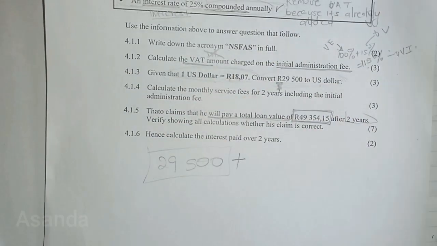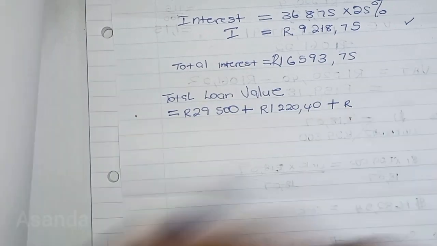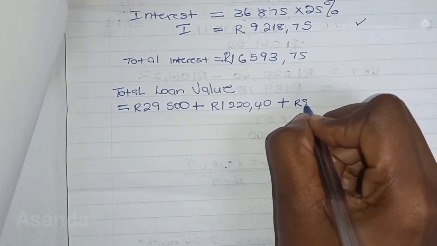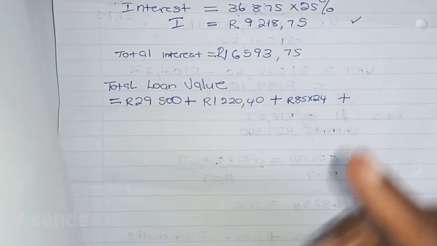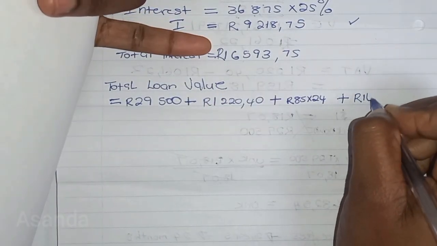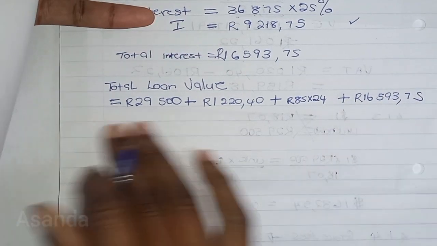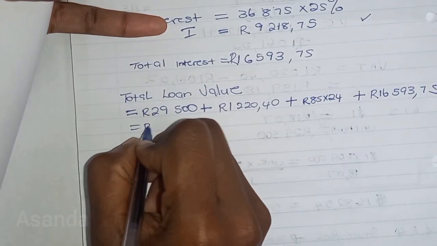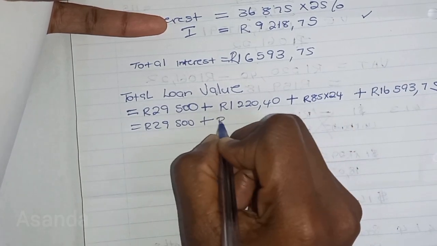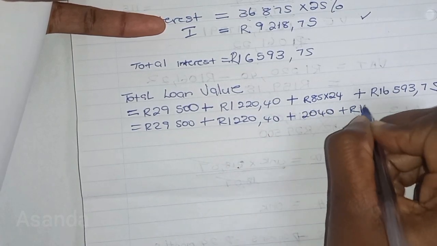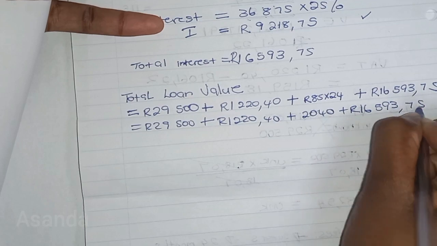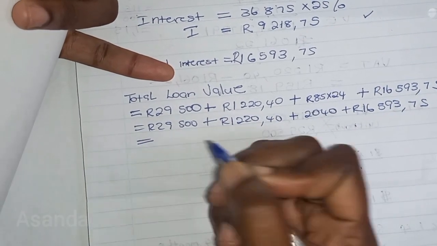And then all these months he paid a monthly service fee. I did calculate it. I can come and copy it from here. It's 2,040. But if I forgot that I calculated, I can just easily say 85 rand times 24. Then he also paid an interest of 16,593 rands and 75 cents, and that is the total. So I'm going to sort this out first. I'm going to say 29,500 plus 1,220.4 plus 2,040 plus 16,593 rands and 75 cents. Right. So, and I add all of that together.